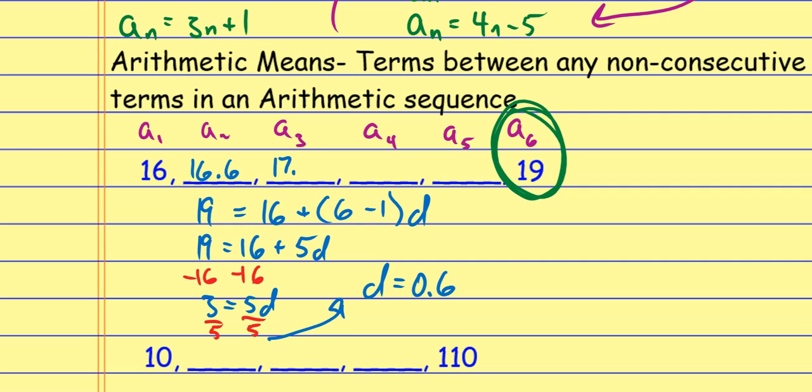Plus 0.6 is a 17.2. Plus 0.6 is a 17.8. Plus 0.6 is an 18.4. And then do it one more time. Instant check, plus 0.6, it gives me the 19. If I don't get the 19, well, I made a mistake in here somewhere. I got to go back and fix it. And so here's my arithmetic means. Those are the missing values that I was looking for.